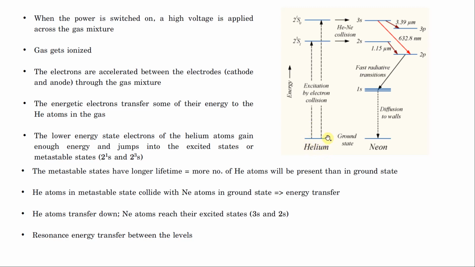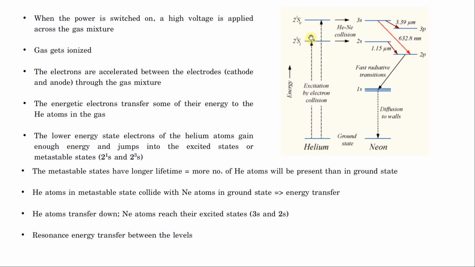The electrons which belong to the helium atoms at the low energy level will gain energy due to the discharge, and then they get excited towards the excited state. They get transferred towards an excited state, or they go towards their metastable state. So in this case, it actually is going towards two metastable states given by 2¹S and 2³S.